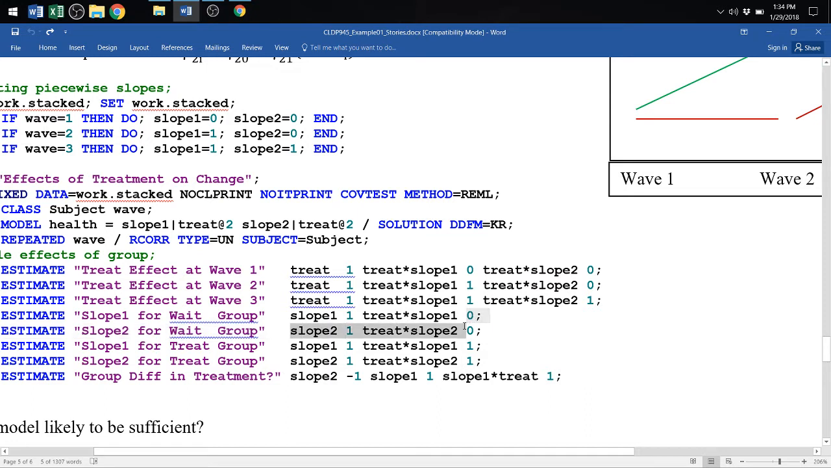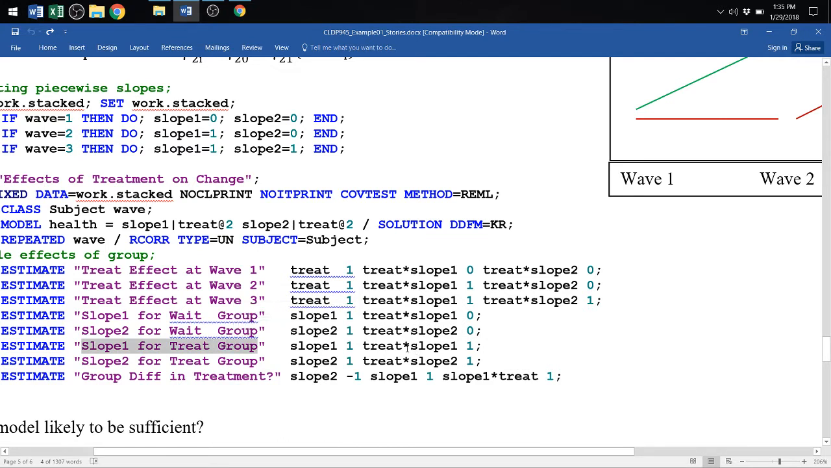Slope 2 for the waitlist control group then is the fixed effect of slope 2 given by the model. So if my control group is the reference, the fixed effect of slope 2, its simple main effect, is for the reference, which is the waitlist group. So here's one of my treatment effects right here. Here's the other one. Slope 1 for the treatment group.